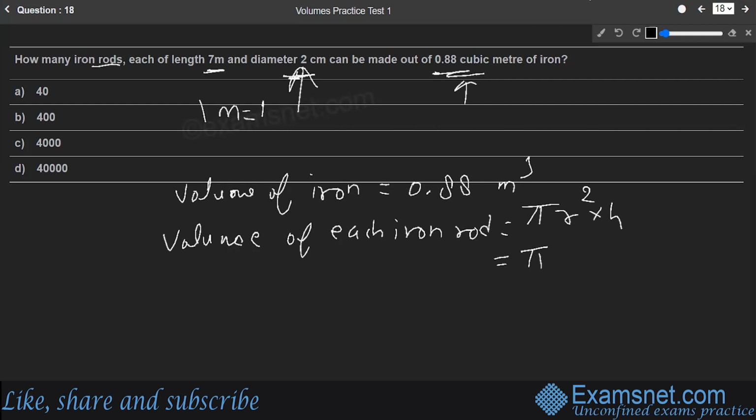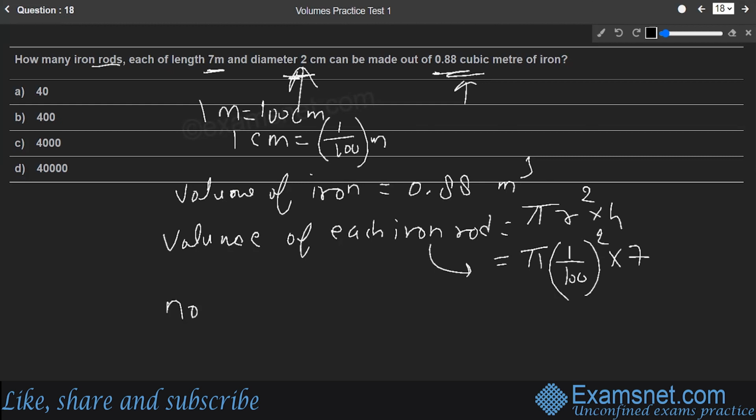1 meter has got 100 centimeters. That means one particular centimeter has got 1 by 100 meter. So the radius value will be 1 centimeter or 1 by 100 meter, and pi r square into height, where the height value is given as 7 meters. So we'll use it as 7. So this will be the volume of each rod.